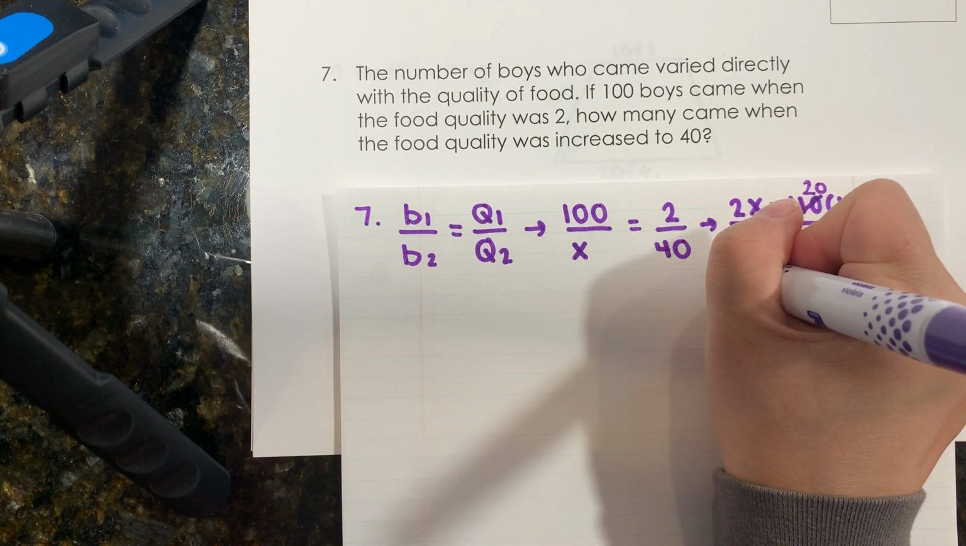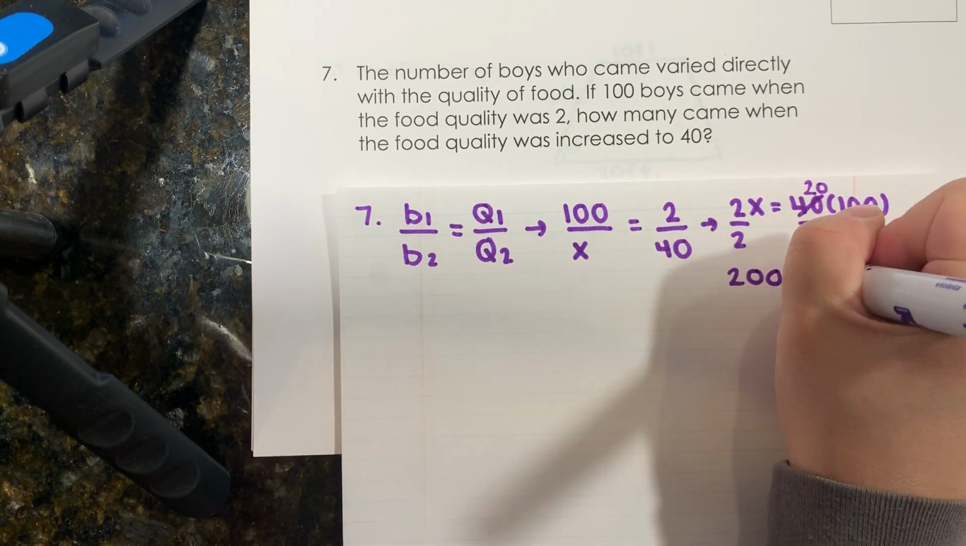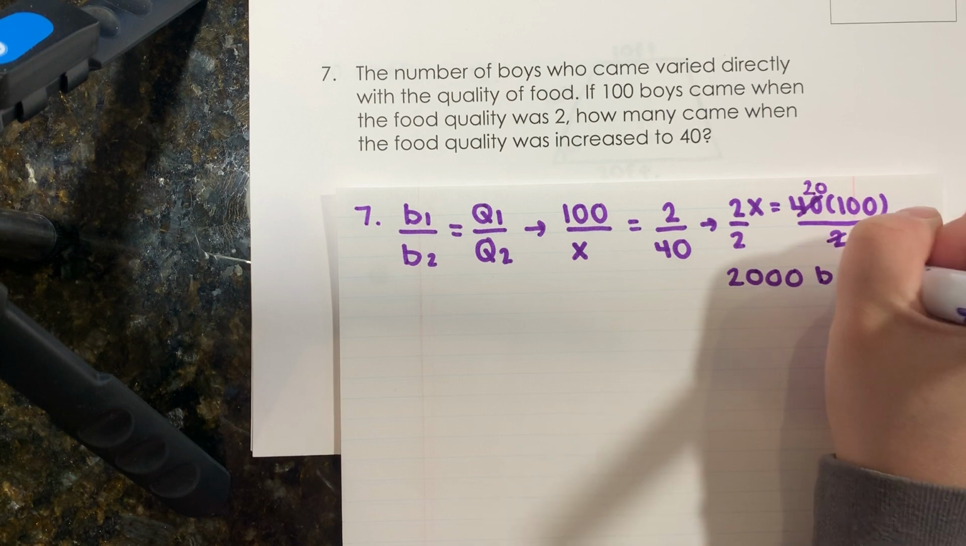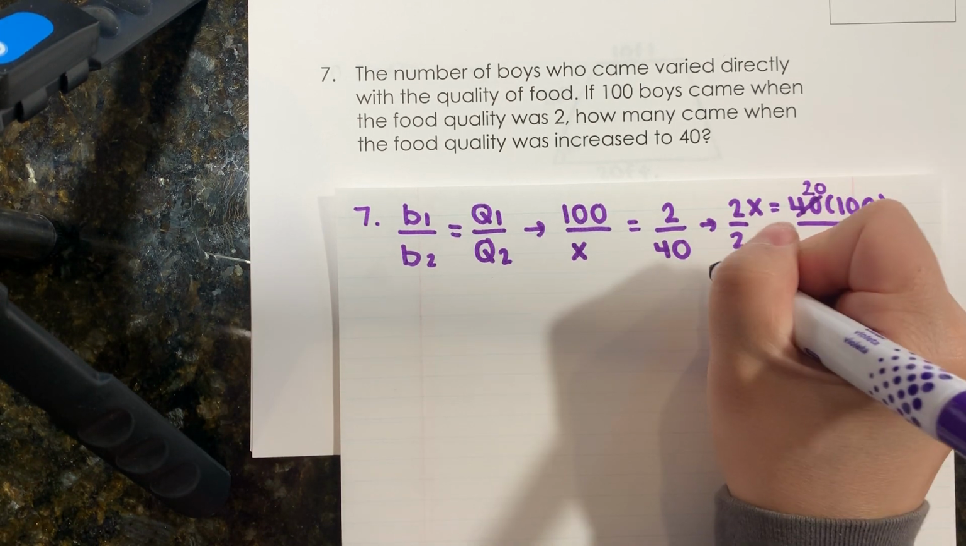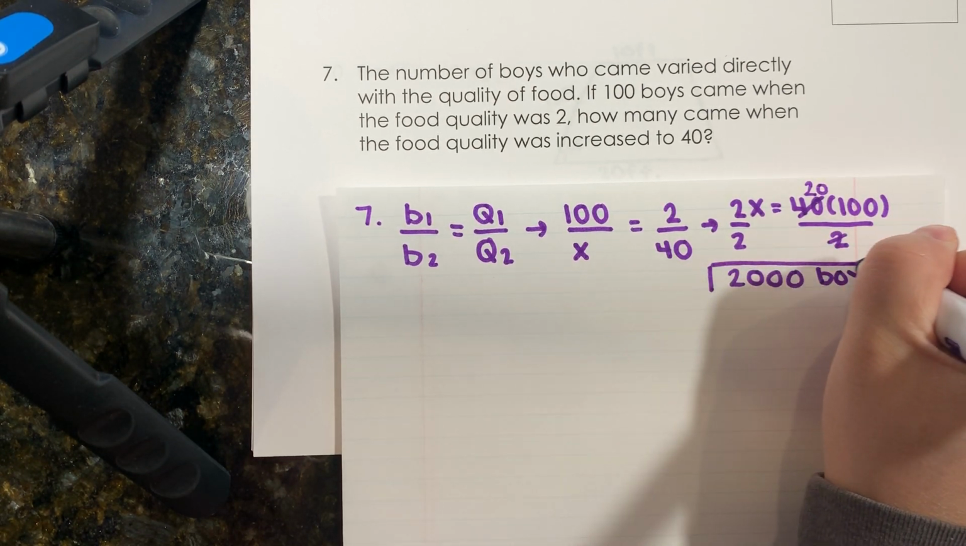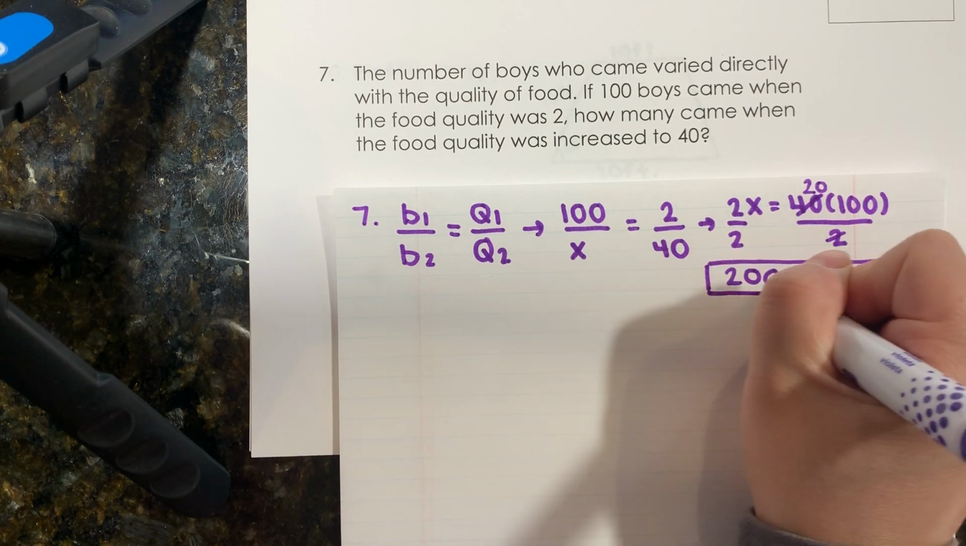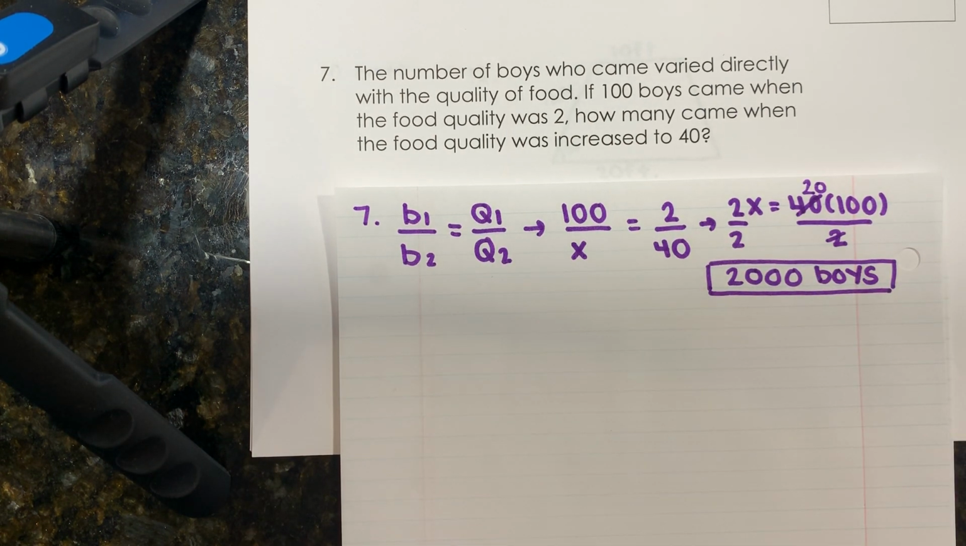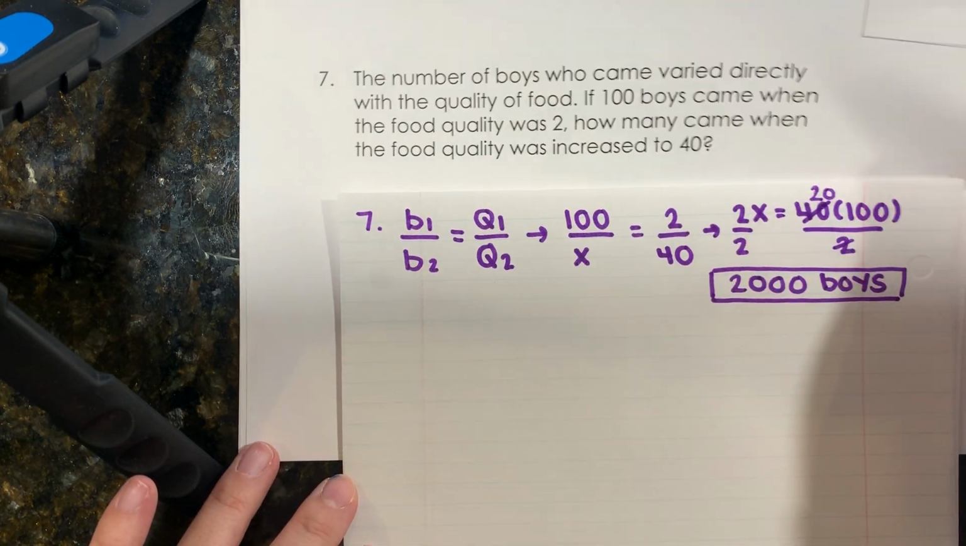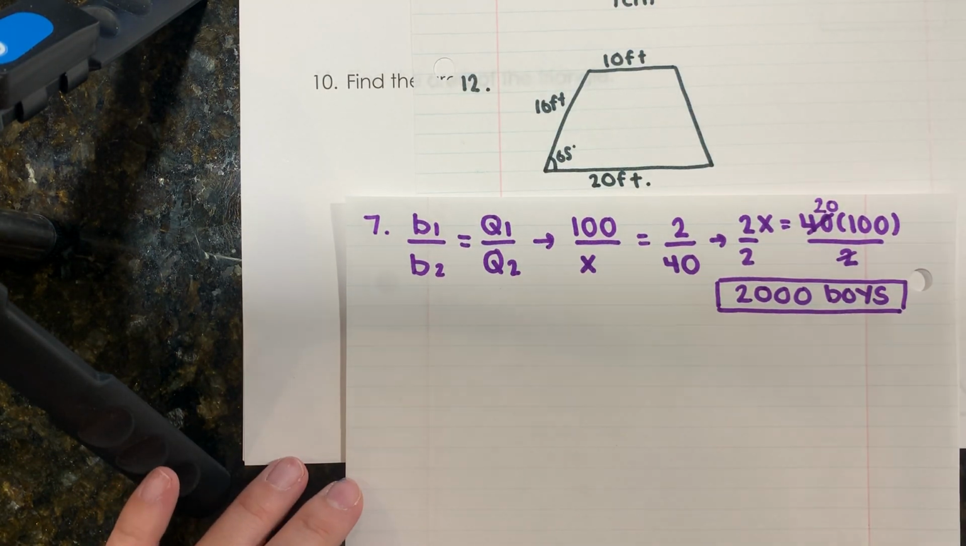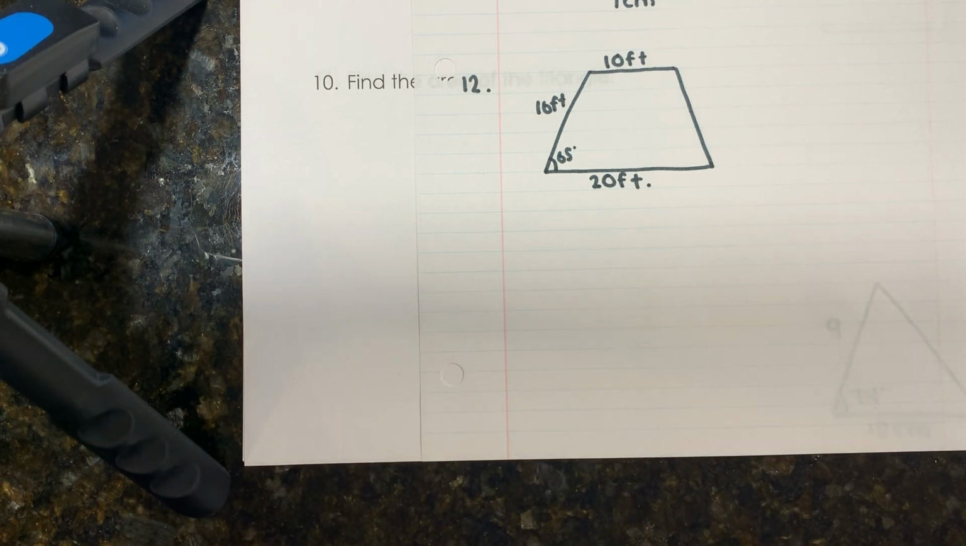So we get the number of boys would be equal to 2,000. And moving on, we're going to look at numbers 10, 11, and 12.